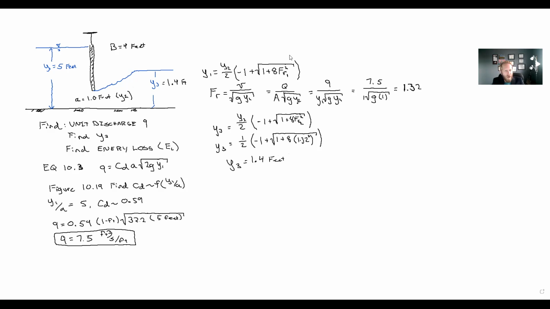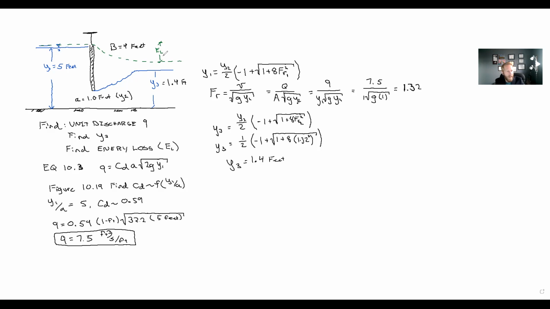Now there's some energy loss across the gate and across the jump. So up here we have our energy grade line. And then we lose our energy through the gate, through the opening, and then we lose energy through the jump. So that difference in energy is the energy loss across the gate and the jump.